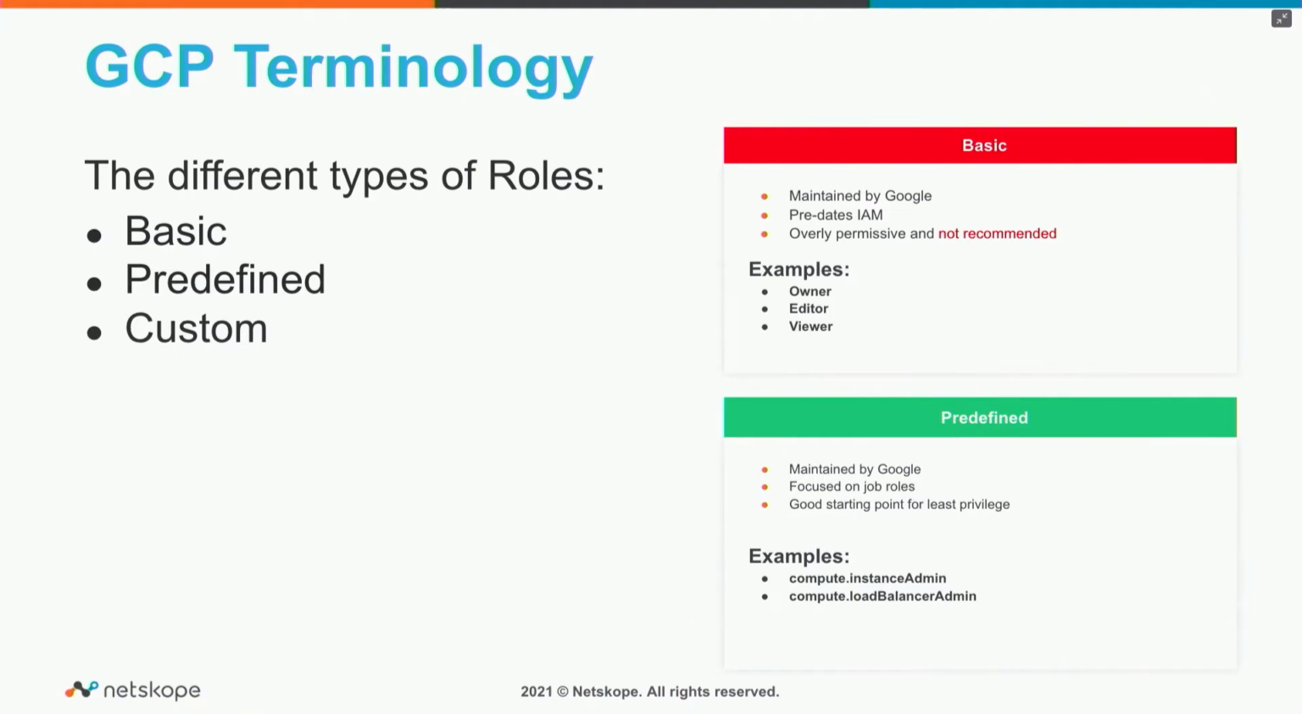The predefined roles are also out of the box, maintained by Google, and these are more focused on certain roles, like I showed the compute instance admin in the previous slide. There's load balancer admin and so forth. So these are a better starting point for least privilege if you're granting permissions. And then the last type is a custom role. That's basically if you really know what permissions you want to grant, and there's not a role that conforms to that, you can create your own, and that's custom to just your environment. So the main takeaway here is that basic roles are kind of a no-no.